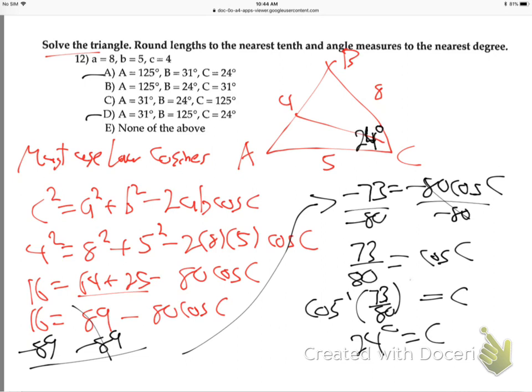Now I can go use law of sines, can't I? Once you have an angle side match like these two, you can use law of sines. You okay if I move into law of sines now and erase some of that law of cosines work? So now use law of sines.